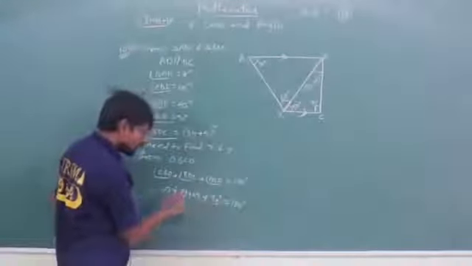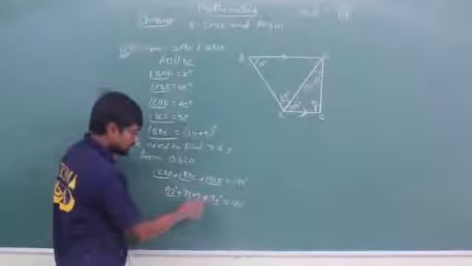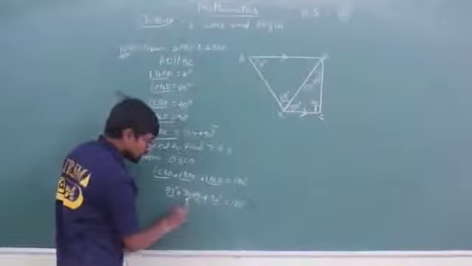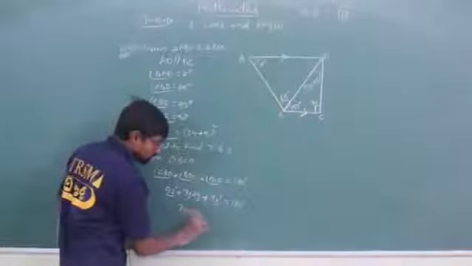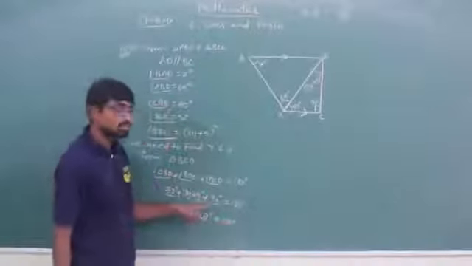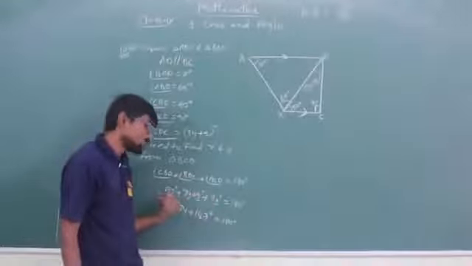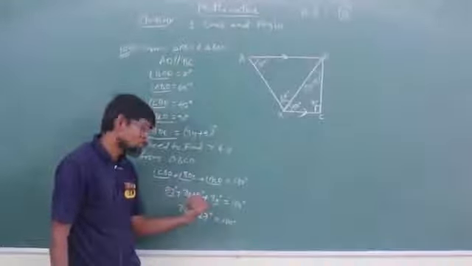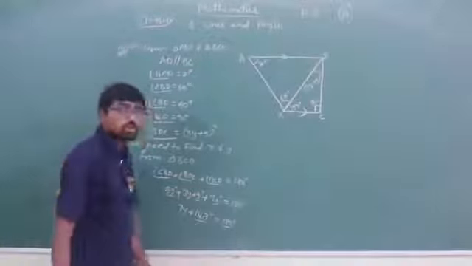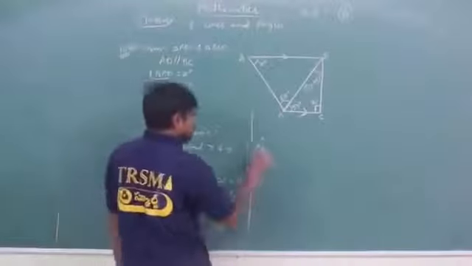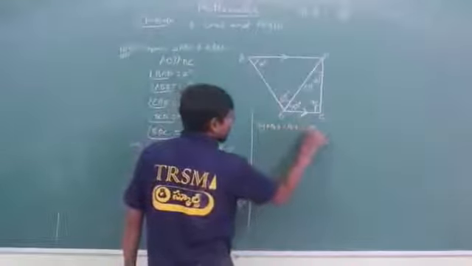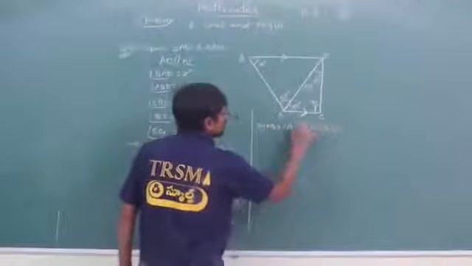If you add like terms here, how much will you get? 90, 100, 140 plus 7, 147. So 3y plus 147 degrees is equal to 180 degrees. Let us check once. 90 plus 50, 140, 140 plus 5, 145, 145 plus 2, 147. Now subtracting 147 on both sides, isn't it? So 3y plus 147 minus 147 is equal to 180 minus 147 degrees.